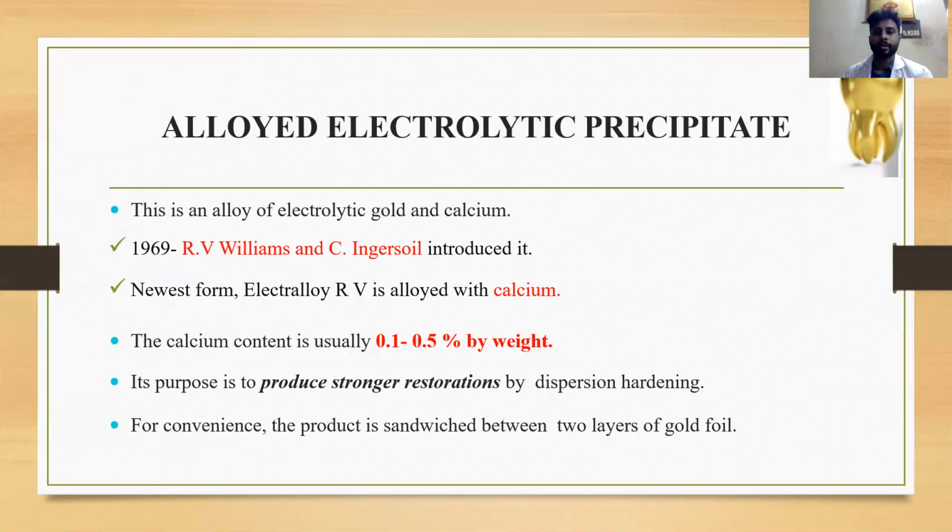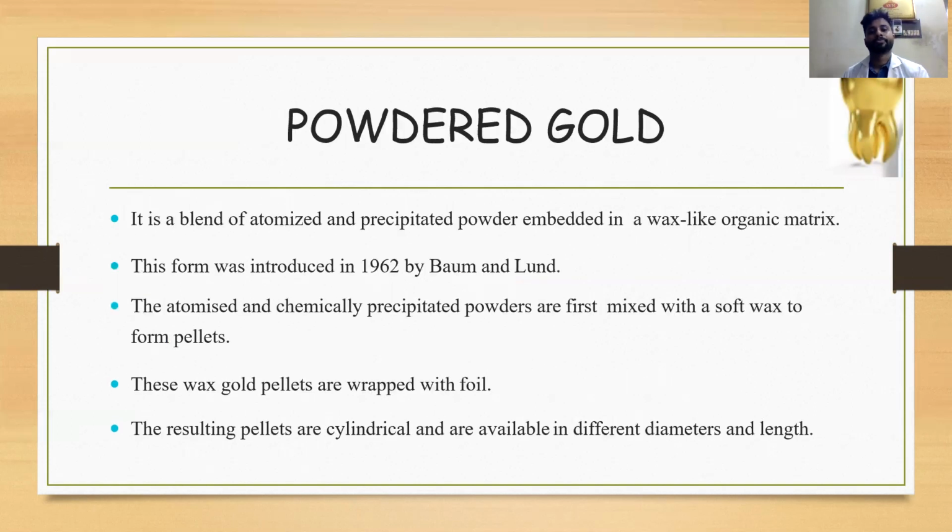Moving to alloyed electrolytic precipitate. This is an alloy of electrolytic gold and calcium. In 1969, it was introduced by R.V. Williams and Ingersoll. The newest form, electroalloy RV, is alloyed with calcium. The calcium content is usually 0.1 to 0.5% by weight. Its purpose is to produce stronger restorations by dispersion hardening. For convenience, the product is sandwiched between two layers of gold foil.